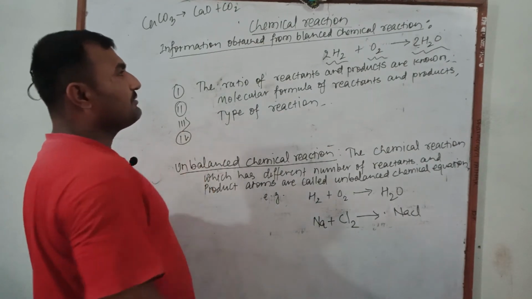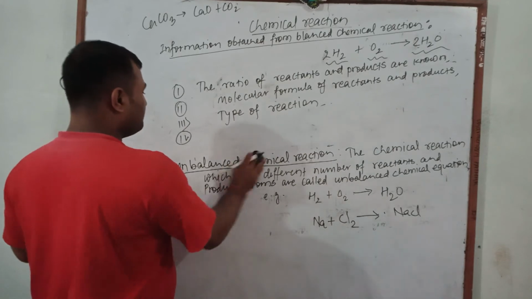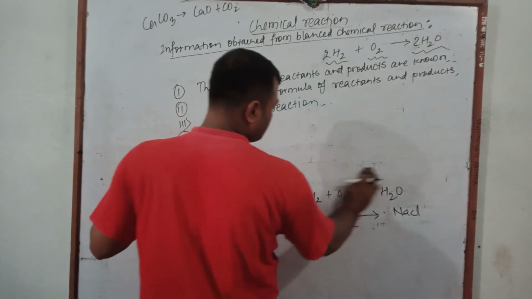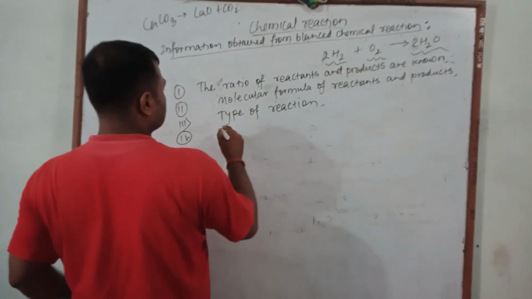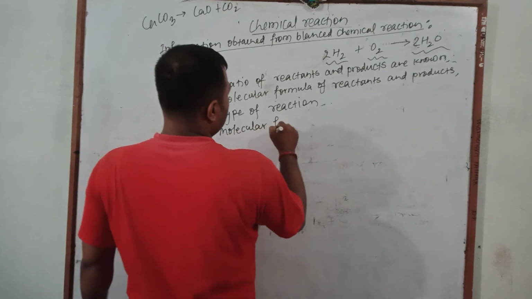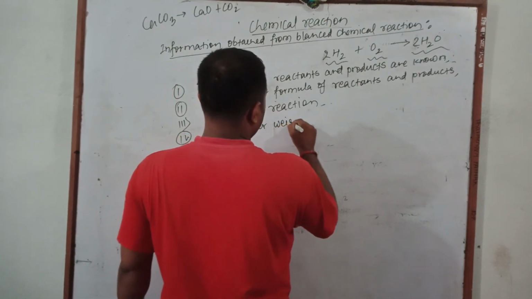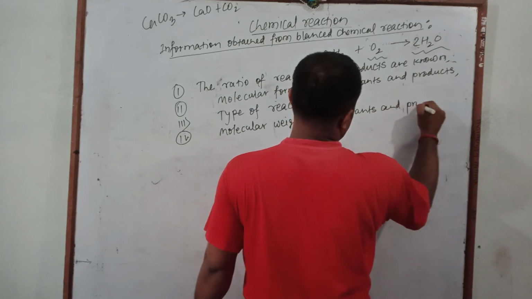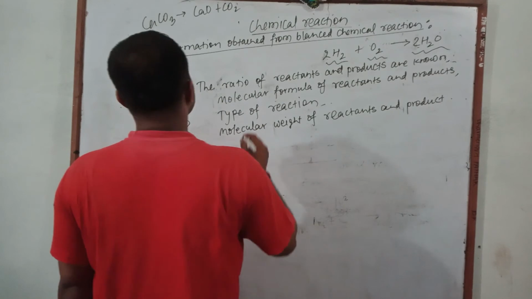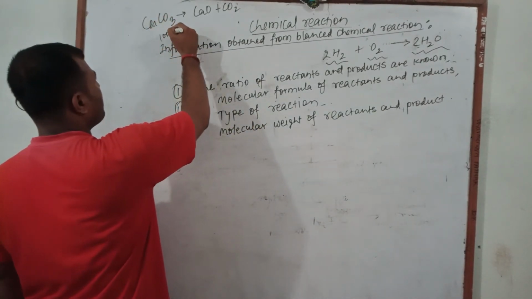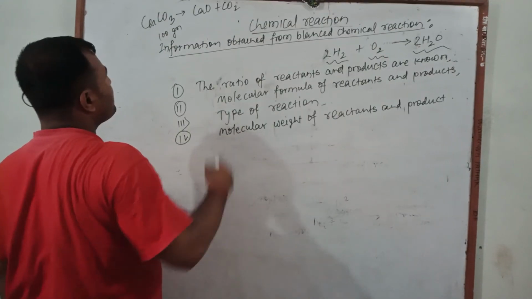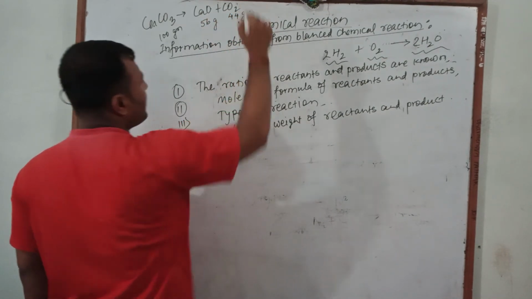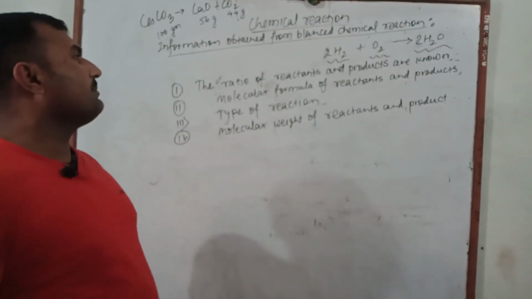The fourth information we obtain from a balanced chemical reaction is the molecular weight of reactants and products, in a particular ratio. Suppose here 100 grams of calcium carbonate decomposes, then it gives 56 grams of calcium oxide and 44 grams of carbon dioxide. That is how we get the molecular weight relations of a chemical reaction.